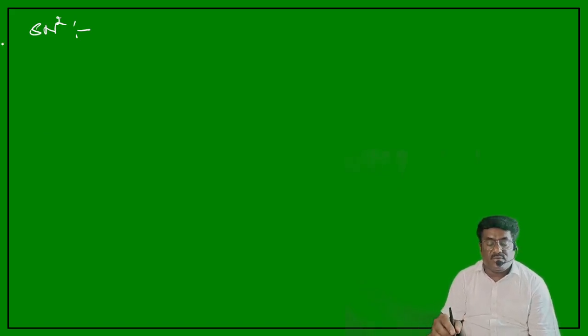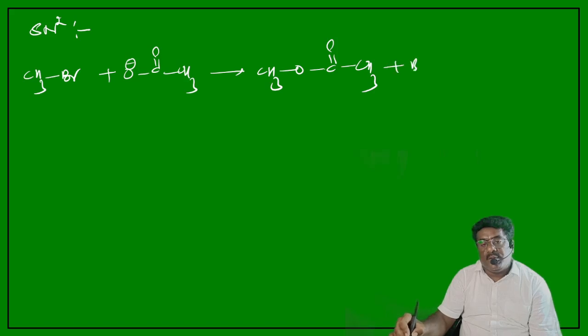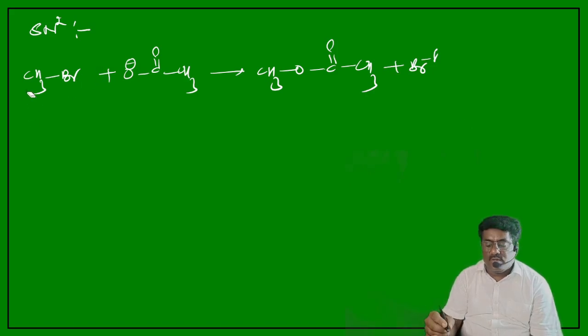I am taking an example for the SN2: the reaction between methyl bromide and acetate. CH3Br in the presence of acetate, CH3C(=O)O minus. What is the product? It gives CH3OC(=O)CH3 plus Br minus. Have a look at the mechanism.